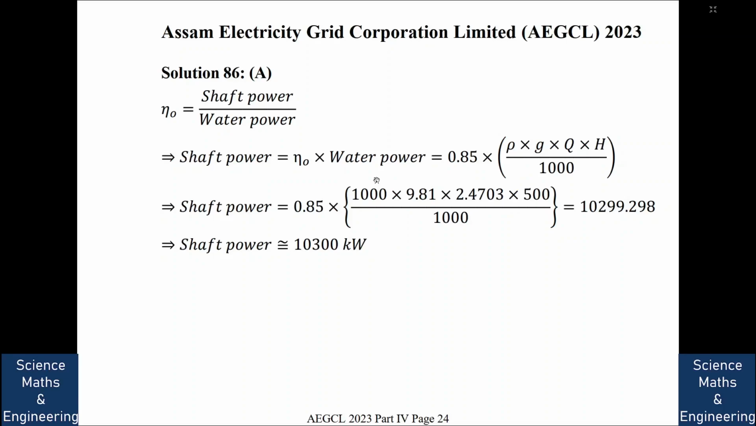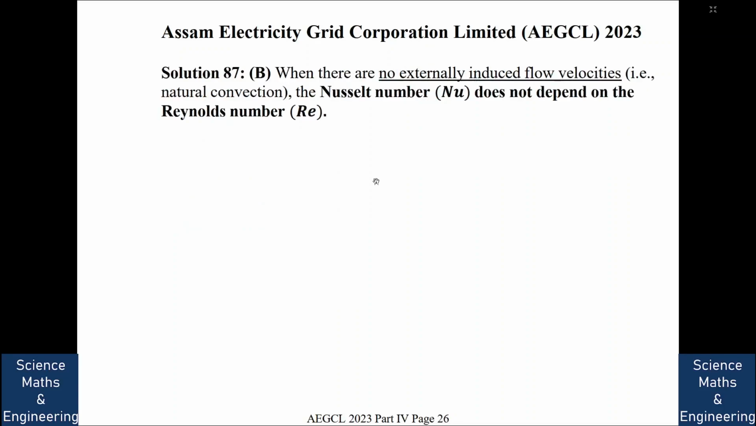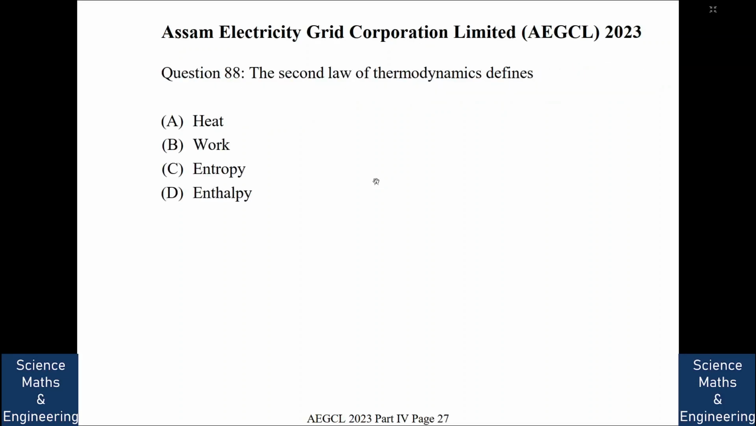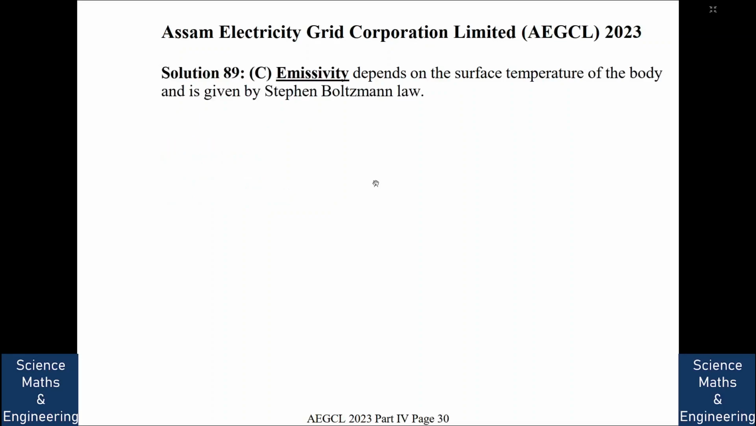Okay. So go to the next question. If there are no externally induced flow velocities, then the Nusselt number does not depend upon. So the answer is, when there are no externally induced flow velocities, so it is a natural convection, and so the Nusselt number does not depend on the Reynolds number. Okay. So next question. The second law of thermodynamics defines. So it defines entropy. So next question. Which property depends on the surface temperature? So the answer is emissivity depends on the surface temperature of the body and is given by the Stephen-Boltzmann law.